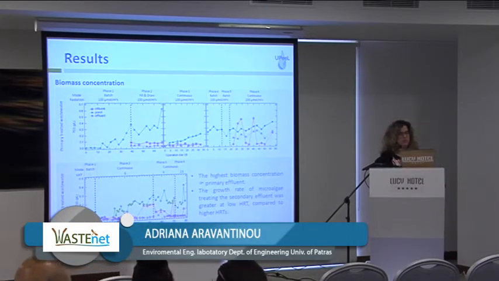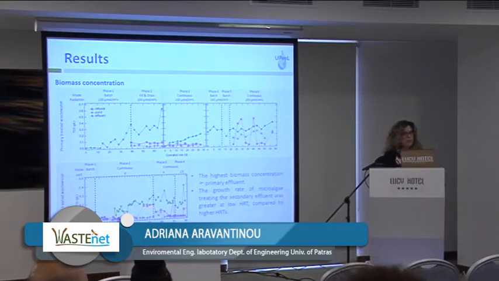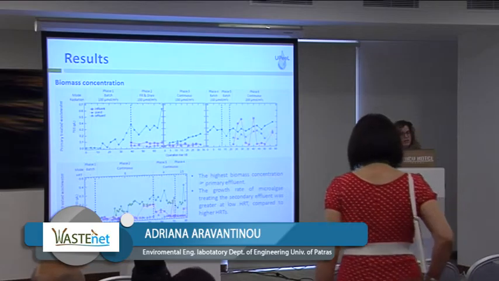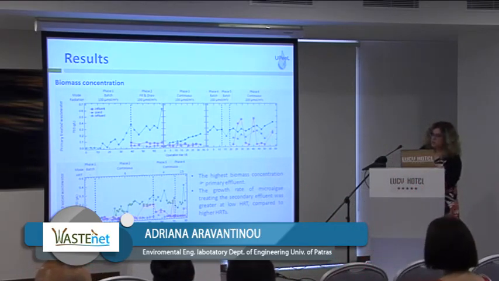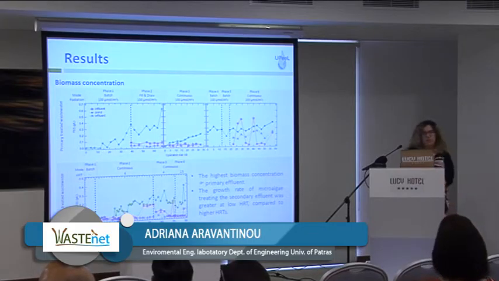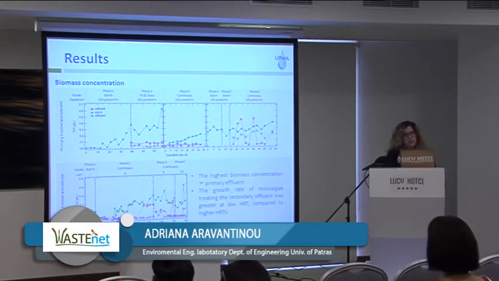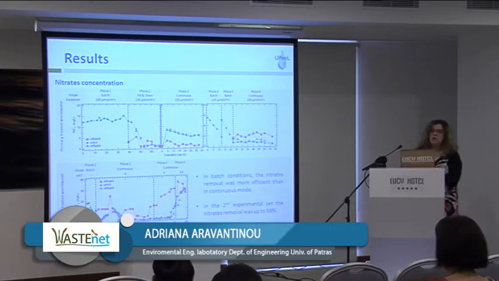The highest biomass concentration was reported in primary treated wastewaters. The growth rate of microalgae for treating the secondary effluent was greater even at low HRT compared to higher HRTs, hydraulic rotation times.